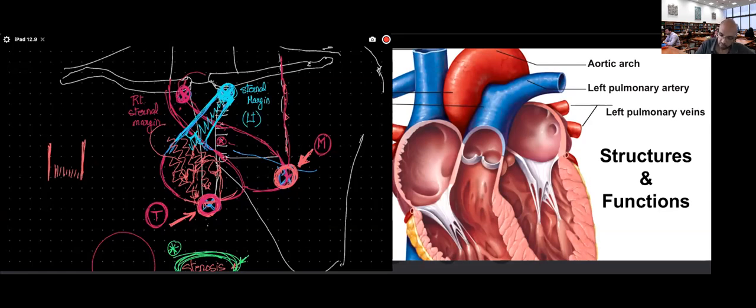Where would I hear best the pulmonary semilunar valvular defect, murmur? At the left sternal margin. And where would I hear best the murmur resulting from a defect in my aortic semilunar valve? I will hear it best on the right sternal margin. Does this make sense?